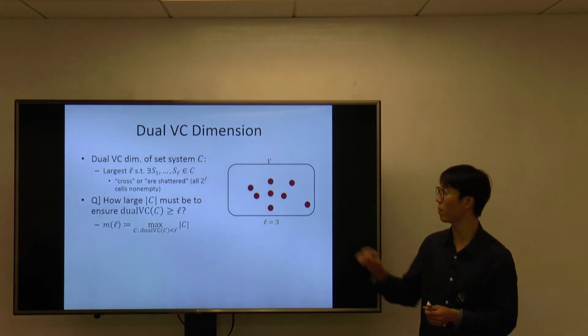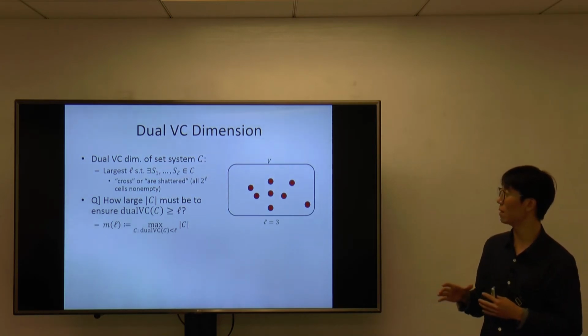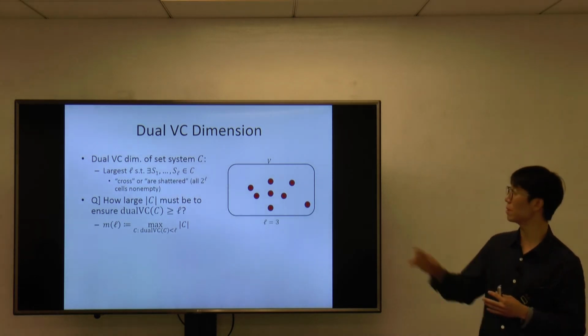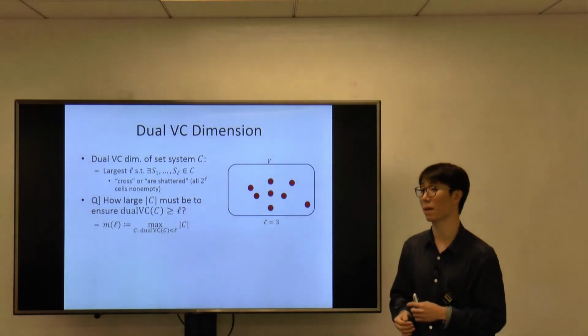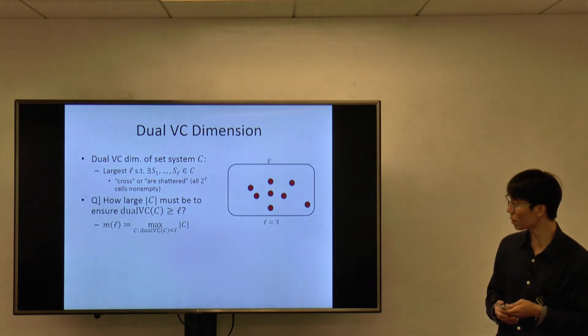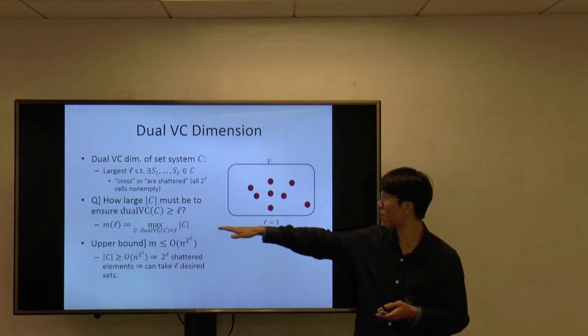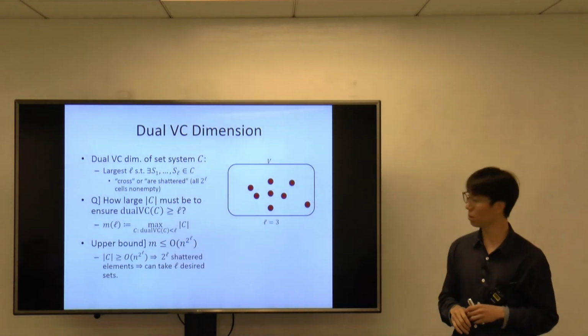So I'm going to define this M of L to be the maximum size of a set system that has a dual VC dimension strictly less than L, which means that if your set system is strictly larger than this, then your VC dimension must be at least L. Okay, so this is the usual definition. And in this definition, I'm always assuming that C is on n elements.